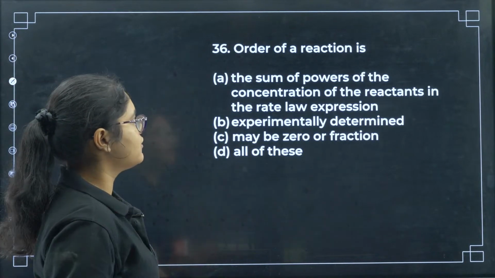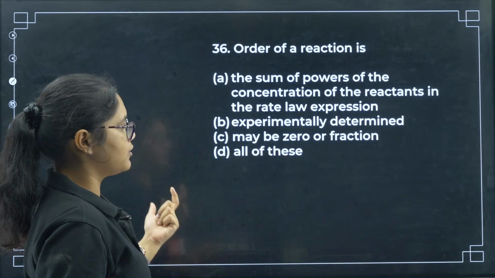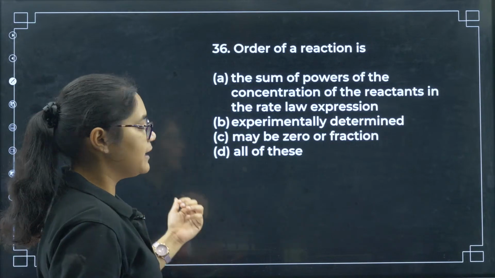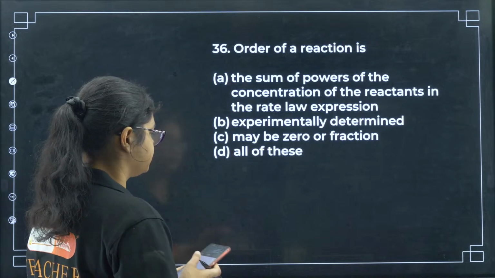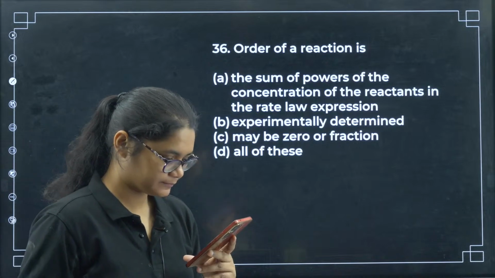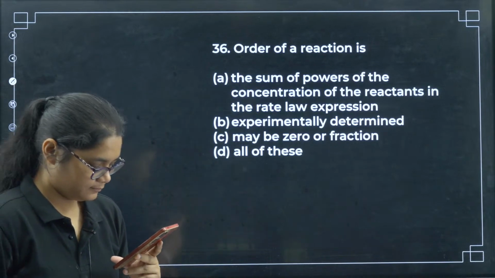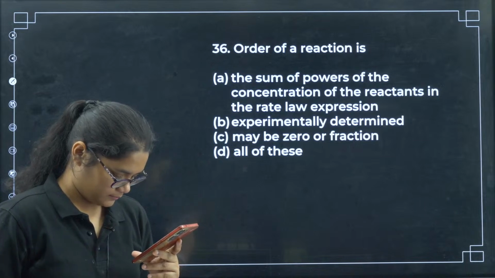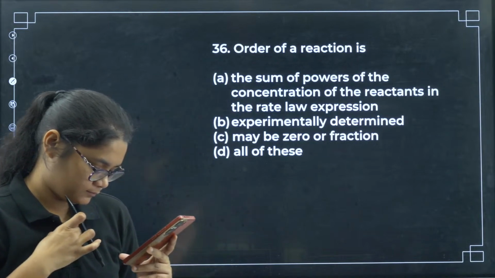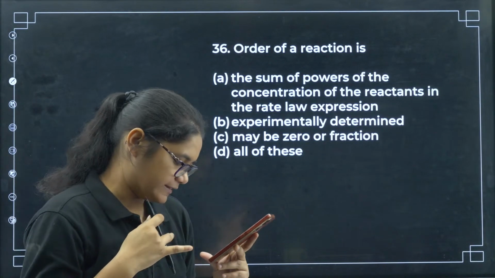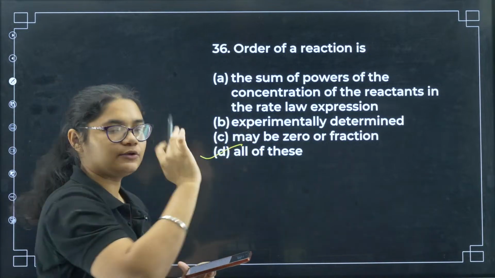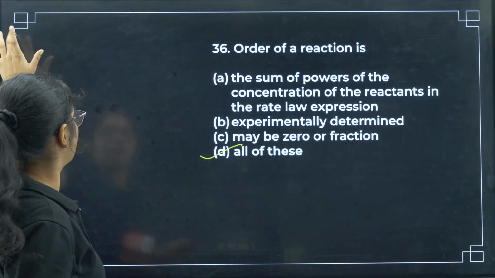Next, 36, order of a reaction is the sum of the powers of the concentration of the reactants in the rate law expression, experimentally determined, may be 0 or a fraction, all of this. Yes, 36, very similar question. Yes, 36 is also D here, that is the correct answer. So as I told you, these 3 points you can write in the difference between order and molecularity.